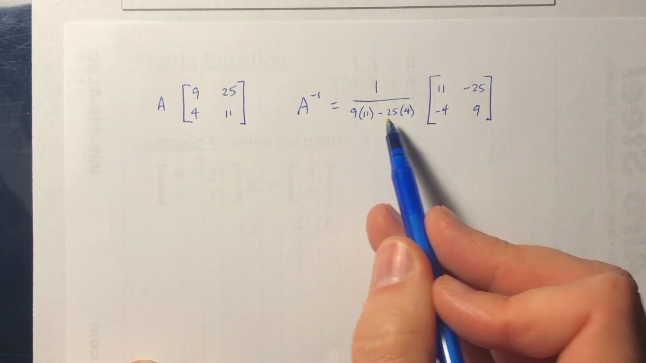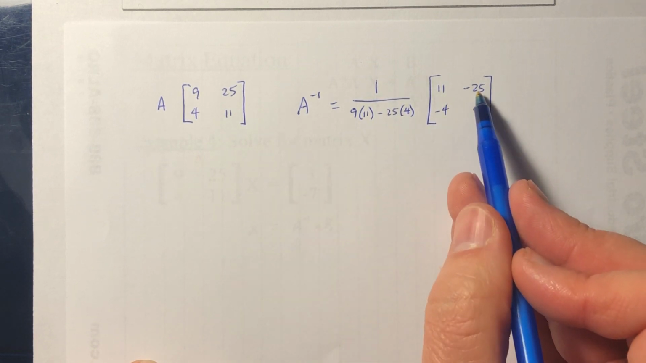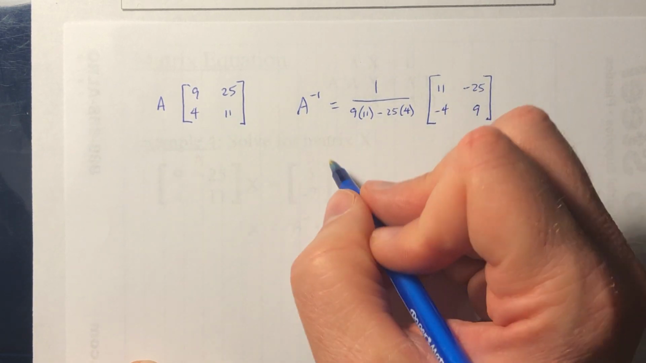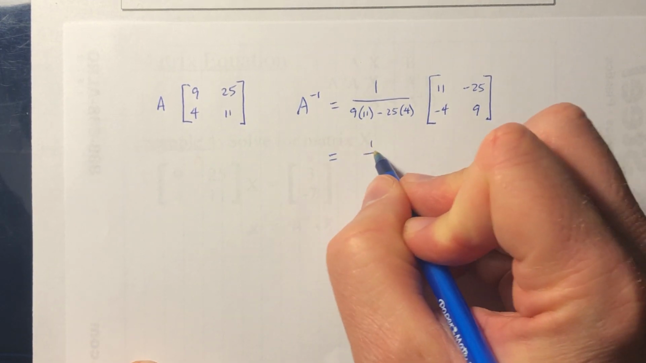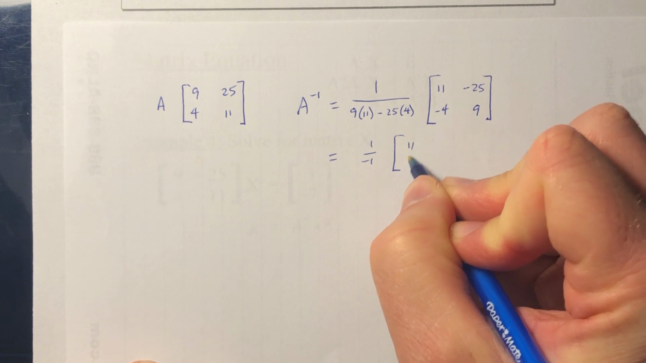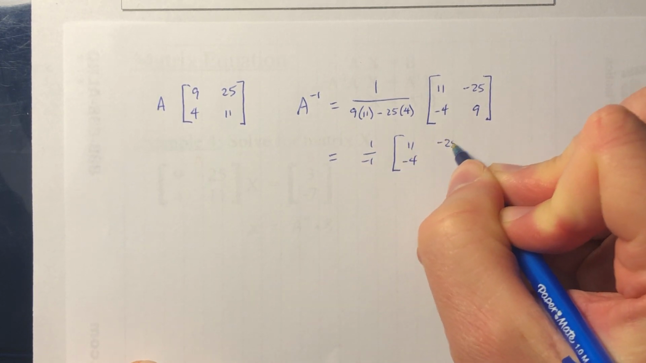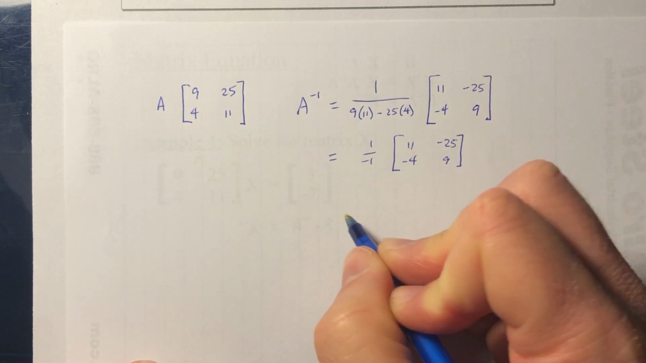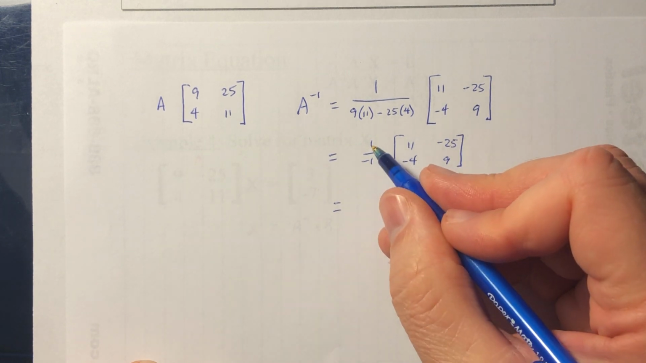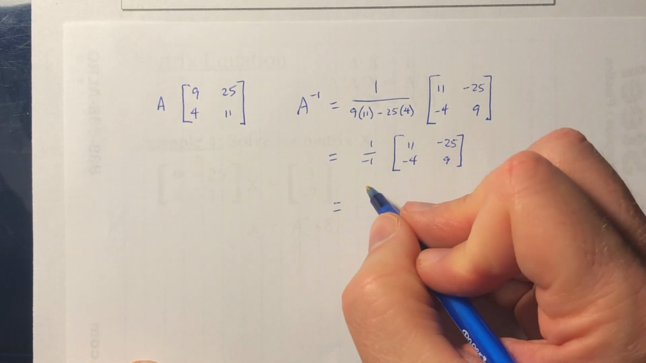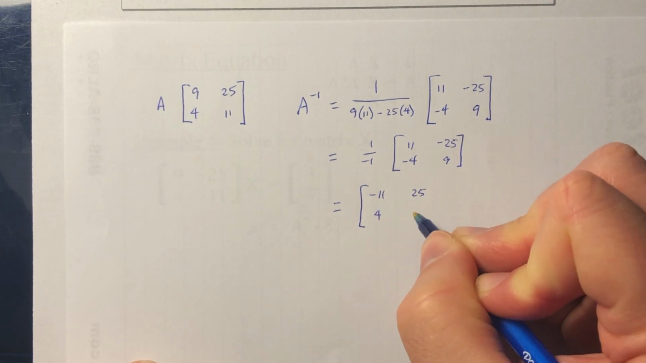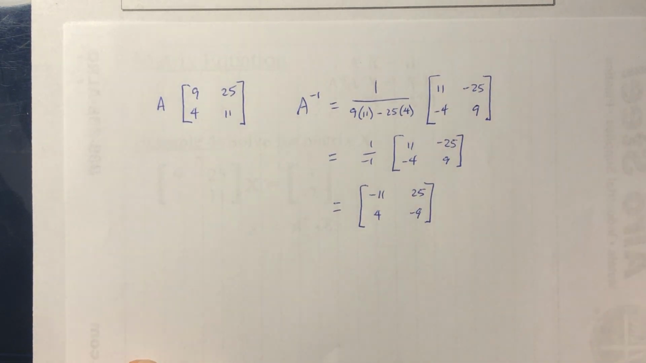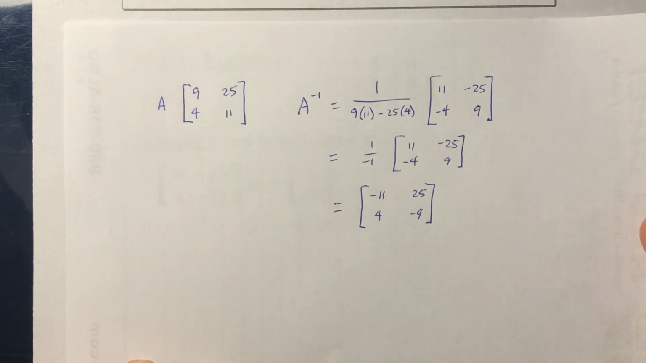Okay, so 1 divided by the determinant, we switch the 9 and 11, and do the opposite of those guys. 99 minus 100 is negative 1. So if we multiply by 1 divided by negative 1, which is negative 1, basically it's the opposite of all these guys. And that would be your inverse of matrix A.